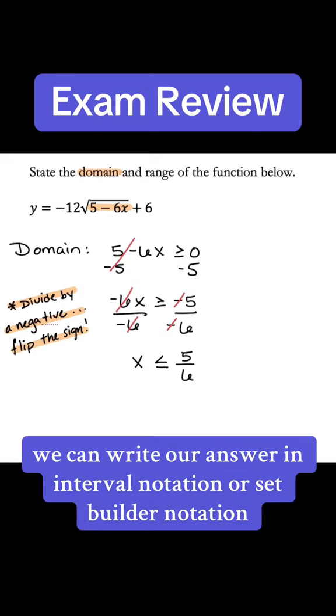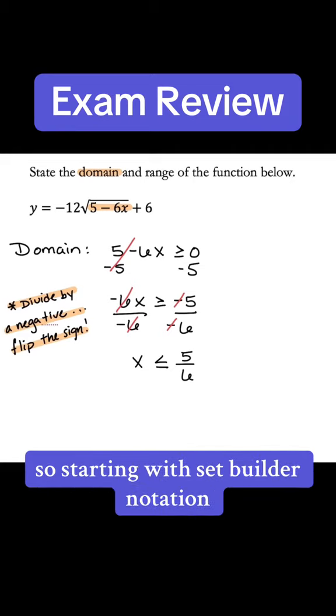We can write our answer in interval notation or set builder notation. So starting with set builder notation, we would say all x values such that x is less than or equal to 5/6. Really easy, really straightforward. Or we could do interval notation, which would be all x values less than 5/6, so negative infinity to 5/6. But then we want to include 5/6, so we put a bracket around it at the end.